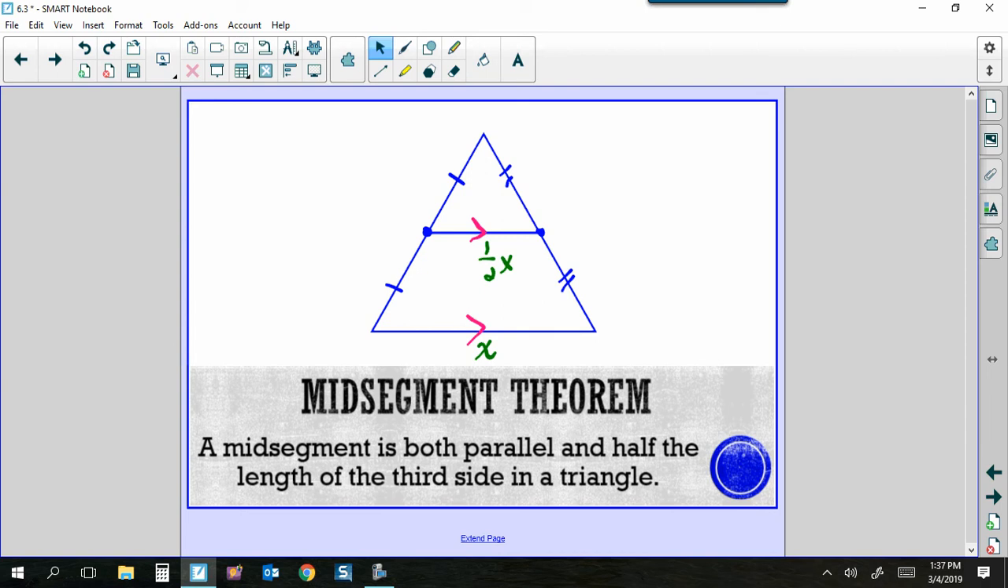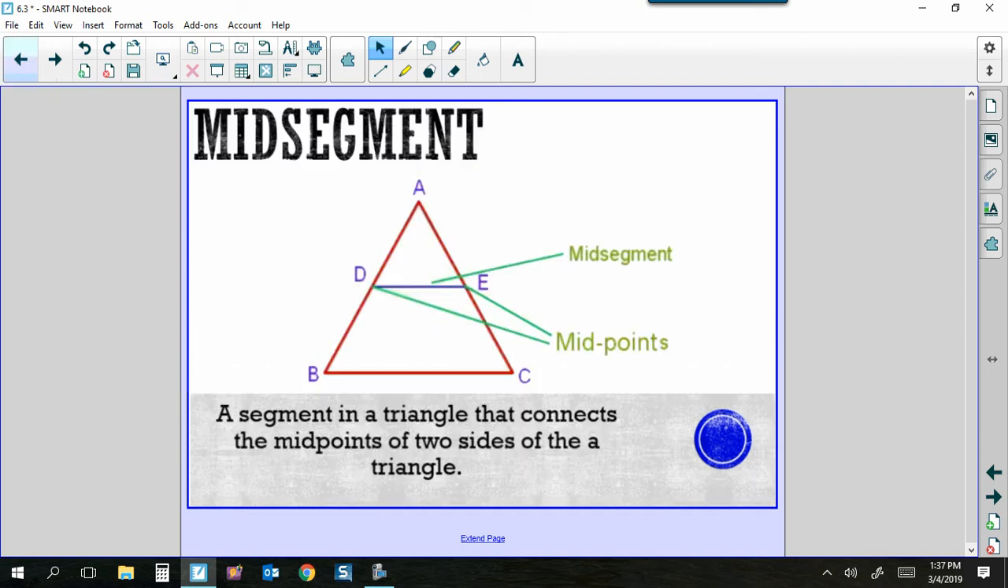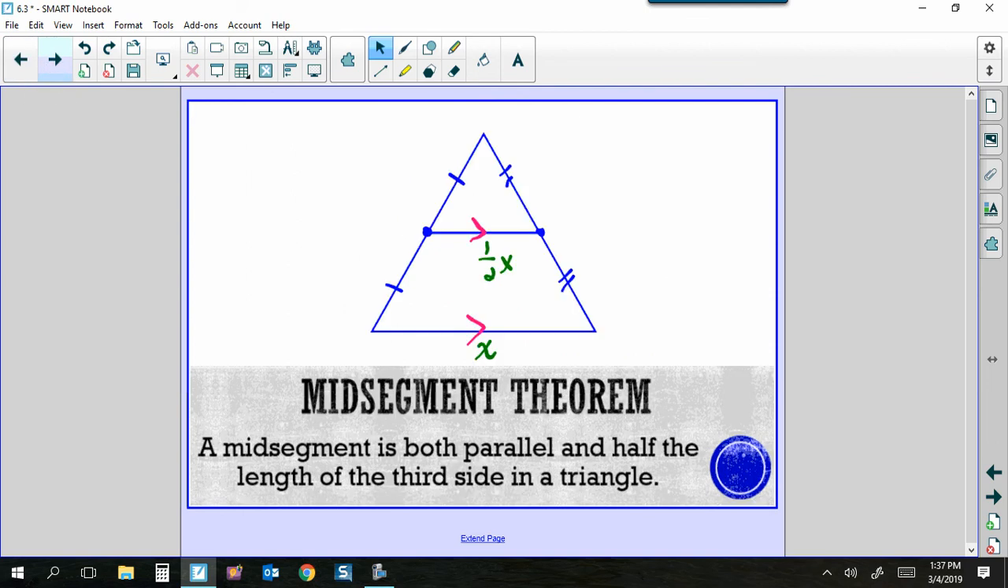So make sure if you need to pause this video, you have 2 triangles in this box. So one, what is a midsegment? It's connecting midpoints. And then on the other one, we're talking about the midsegment theorem and what it is.